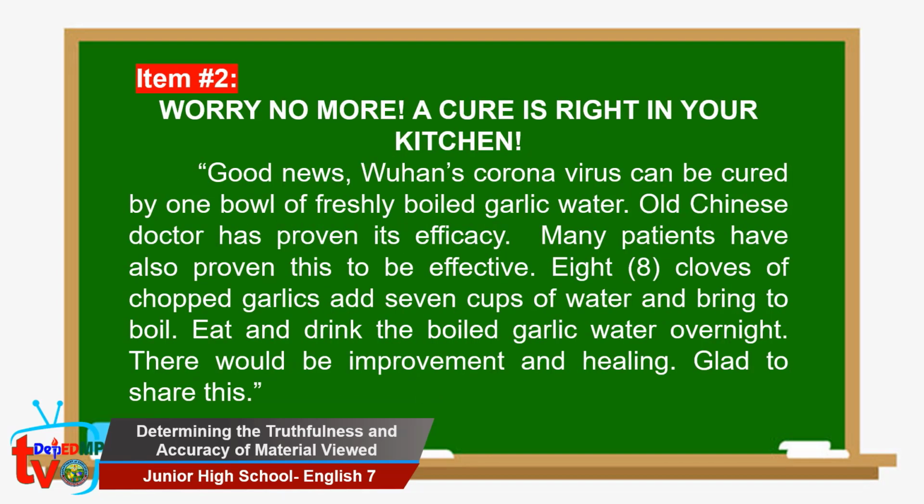Item number 2 is entitled Worry No More, a cure is right in your kitchen. Good news! Wuhan's coronavirus can be cured by 1 bowl of freshly boiled garlic water. Old Chinese doctor has proven its efficacy. Many patients have also proven this to be effective. 8 cloves of chopped garlics, add 7 cups of water, and bring to boil. Eat and drink the boiled garlic water overnight. There would be improvement and healing.